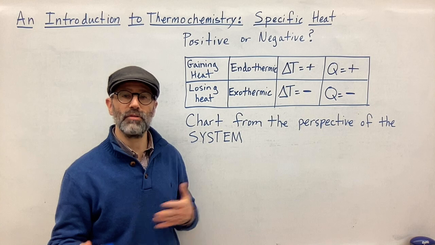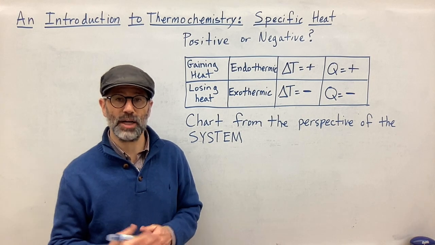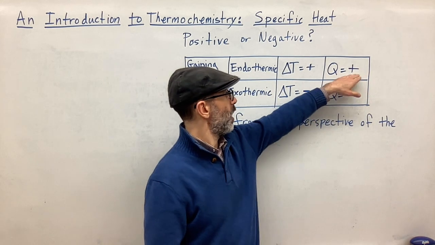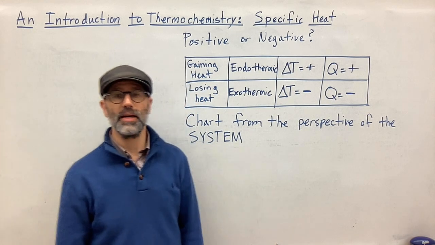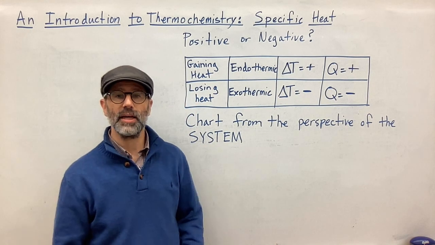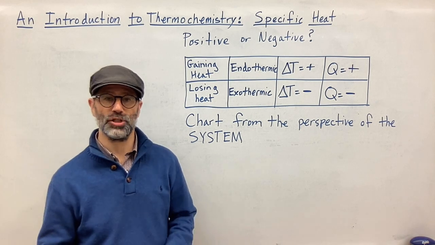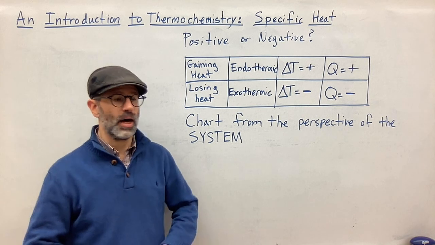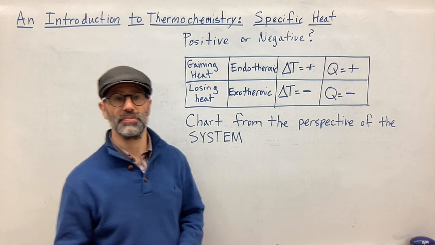So the positive and negative values mean something, and it's important to keep track of your positive and negative. So again, if you get a Q value that's positive, that means your system gained energy, heat. If your Q value is negative, that means it lost energy or heat. Okay, well, let's talk more about how to show your work when you're doing problems.